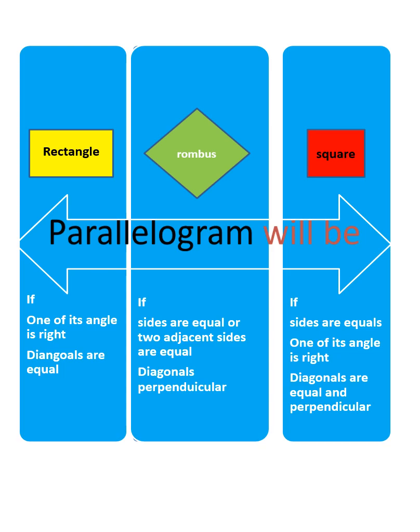But a parallelogram with equal diagonals only is a rectangle. A parallelogram with perpendicular diagonals is a rhombus. A parallelogram with equal and perpendicular diagonals is called a square.